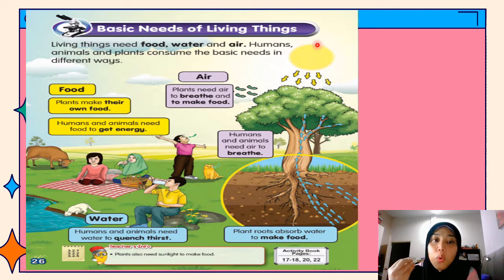Okay? So, setiap benda hidup ada keperluannya. So, today we're going to see what are the basic needs of living things. So, there are a lot of living things, isn't it? Human, animals, and plants. So, now let's open your textbook. Turn to page 26. Okay?